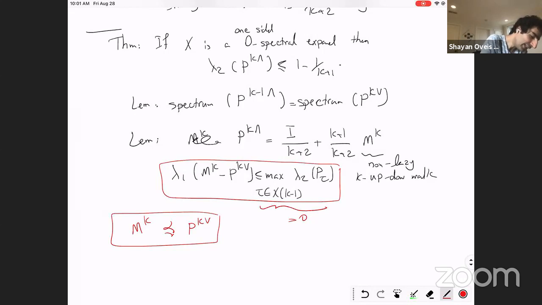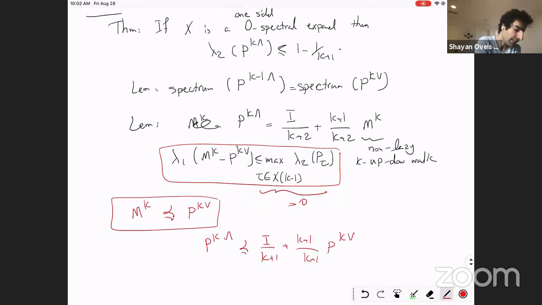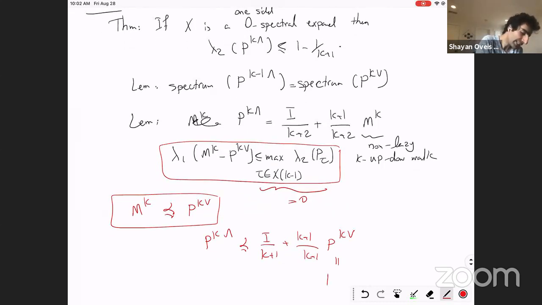To put it differently, we get that pk of up down is less than or equal to 1 over k plus 1, plus k over k plus 1 times pk of down up. And pk of down up, we also proved that it's the same as pk minus 1 of up down. Now we have everything we need to do an inductive proof.